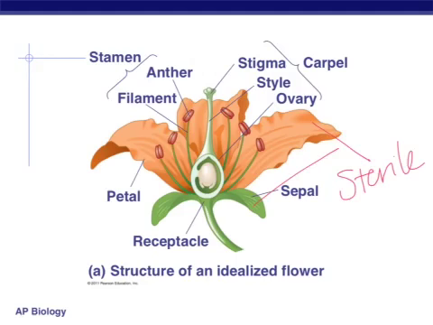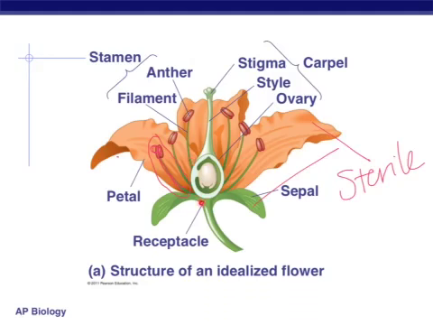Now let's look at this middle part. That's where all the action is. Let me change to my laser. The long, thin stalks that have these little bean-shaped things on them, this entire thing is your stamen. So this right here would be one stamen. The top part is the anther, and then the stalk is the filament. Okay, so inside of that anther, that's where your pollen grains reside.